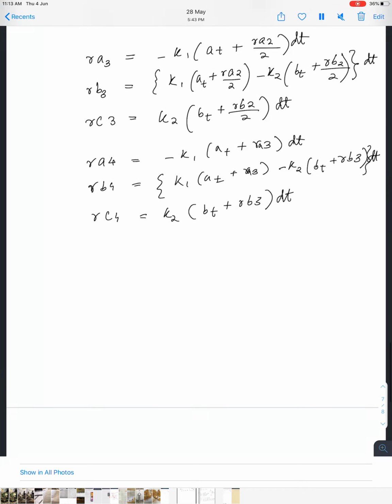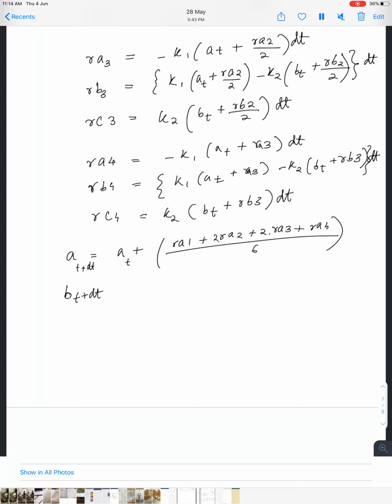So we have all the r terms for a, b and c. So now a is equal to a plus, we will take the weighted average. So a at t plus dt is equal to a at t plus ra1 plus twice ra2 plus twice ra3 plus ra4, whole over 6, the weighted average.